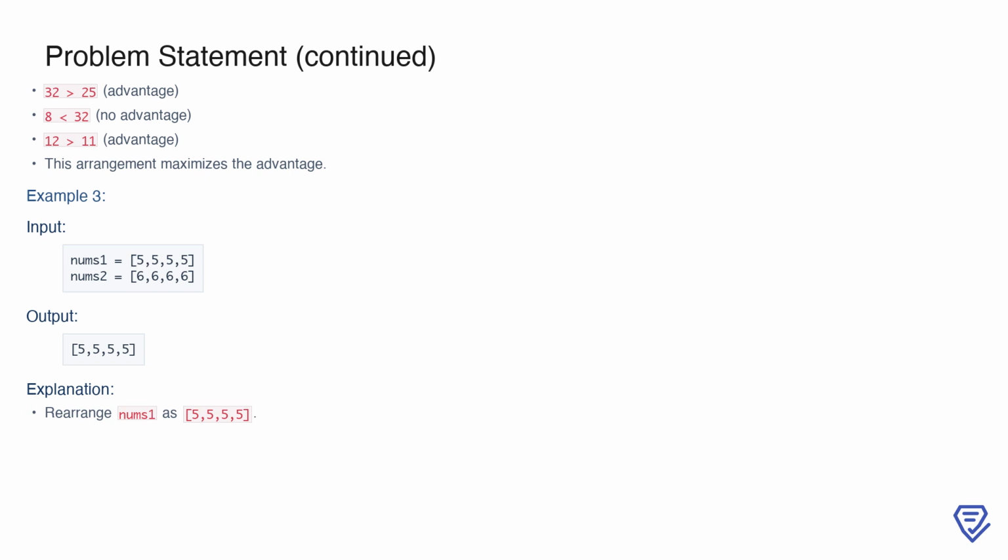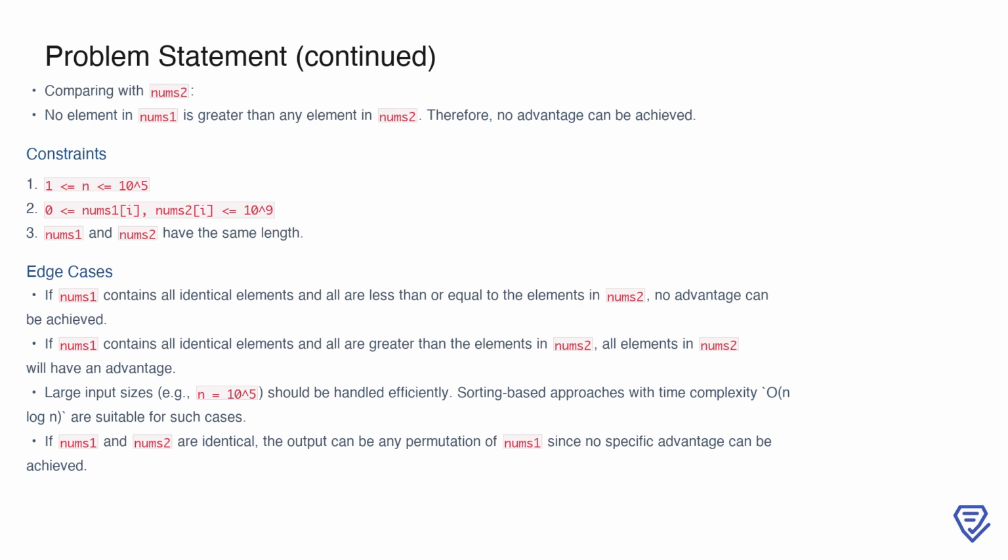In the third example, nums1 is 5, 5, 5, 5, and nums2 is 6, 6, 6, 6. The output is 5, 5, 5, 5. Since no element in nums1 is greater than any element in nums2, there is no way to achieve an advantage. Comparing the elements of nums1 with nums2, we see that no pair satisfies the condition of nums1[i] > nums2[j]. Therefore, no advantage can be achieved.